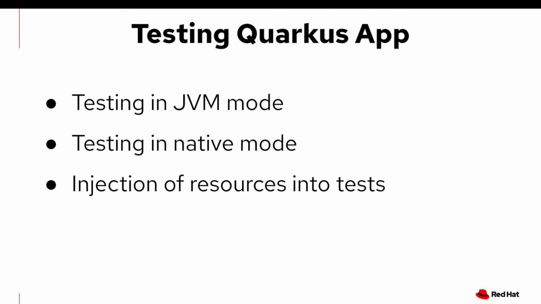First, Quarkus supports testing functionality in JVM mode as well as native mode, because Quarkus allows Java developers to build and package your application with the thin jar and run on JVM, as well as package a native executable file and run on GraalVM. So in both modes, Quarkus supports creating your own test cases. And another beauty of the Quarkus testing framework is you can inject your resources into your test scenarios.